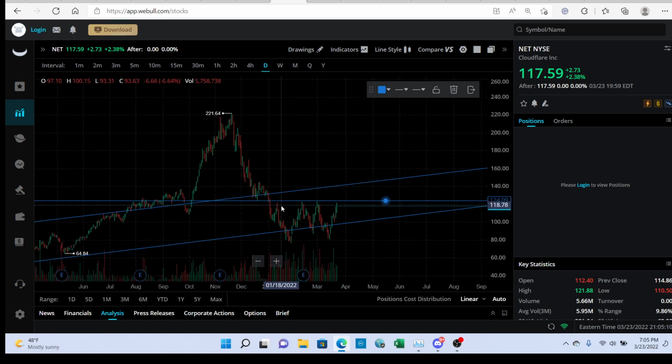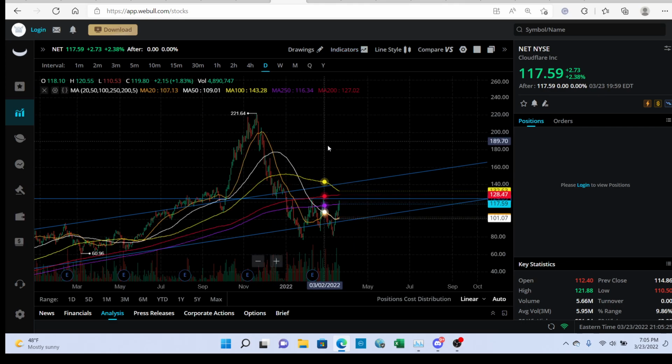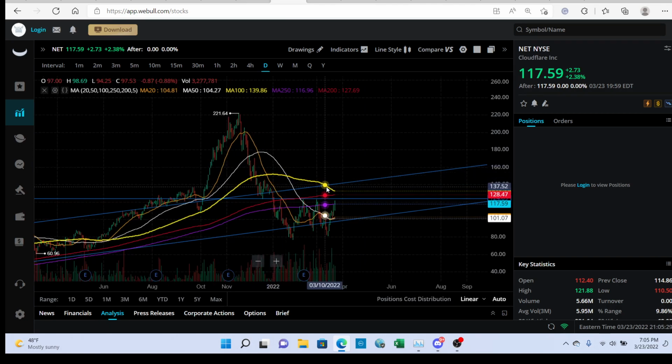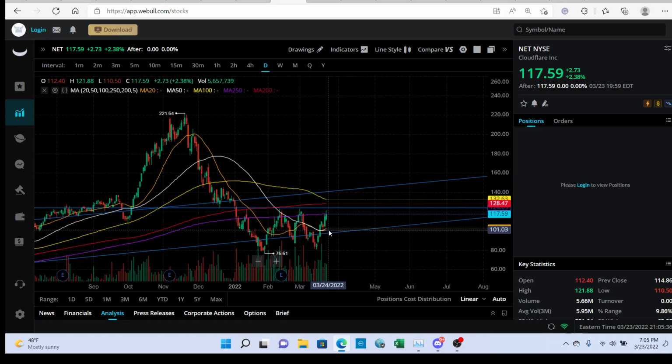Now you can see that this is basically a quadruple top. 1, 2, 3, and 4. Now the more we hit this, the more potential we have to break above it. Now I'm going to introduce the moving averages. Here we see the 100-day could move underneath the 200-day. We have the 50-day starting to flatten out. We have the 20-day starting to curl a little bit.